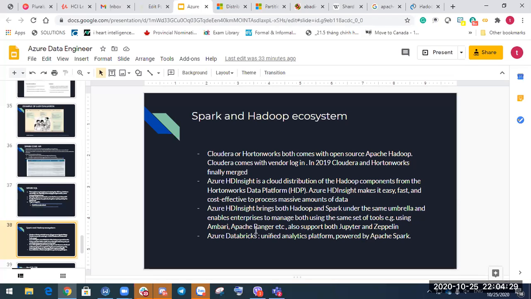Talking about Ambari and Apache Ranger, these are things that companies already have and already use. And this is the way that Azure keeps enterprises, because they provide extensive services that are easy to integrate with the legacy system. So it supports both Jupyter and Zeppelin, versus Apache Spark, which mostly supports Jupyter.